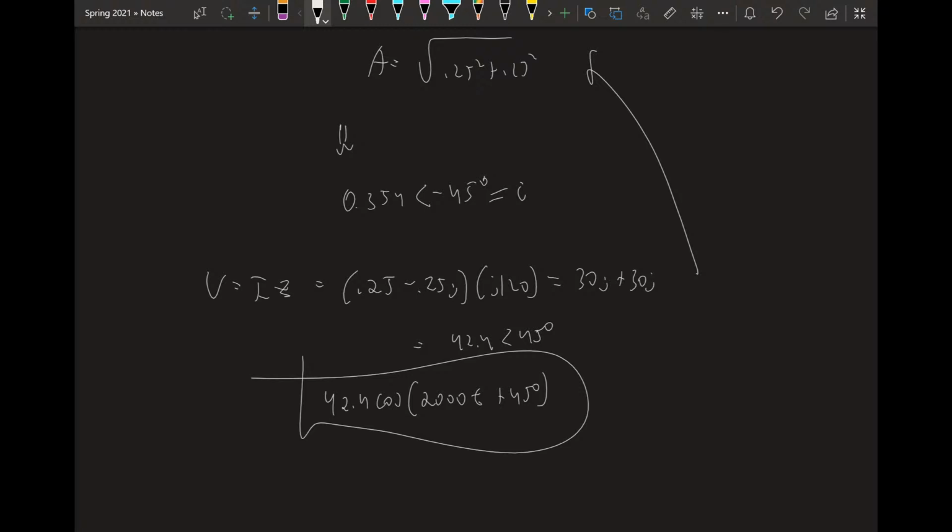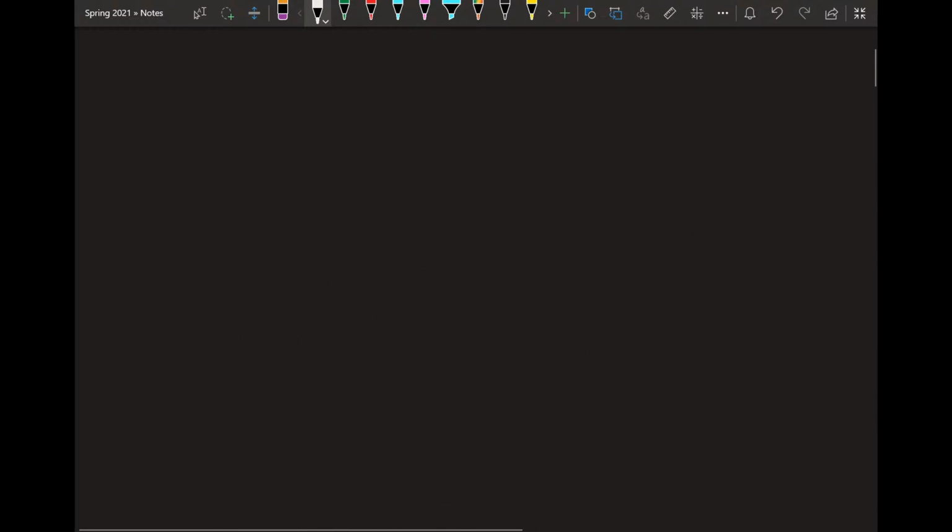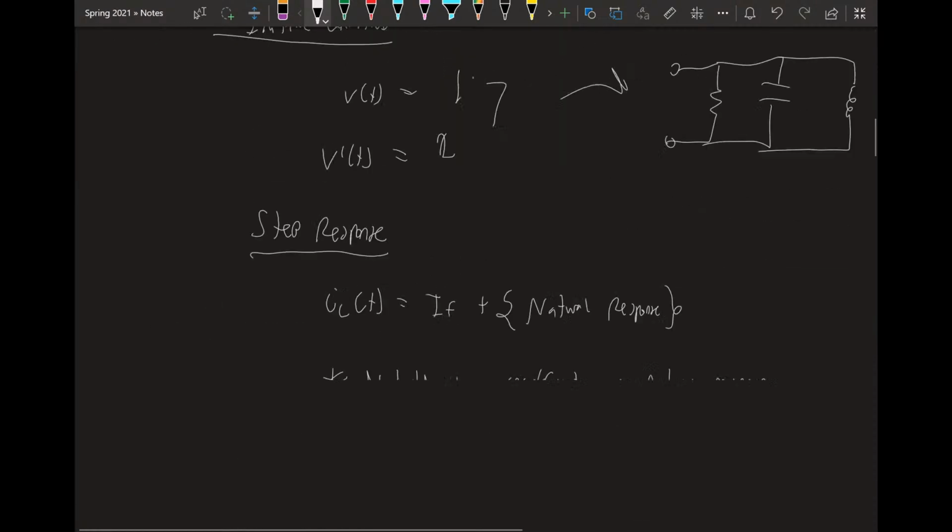Okay, that was one example, but there are a number of problems that can be solved using sinusoidal steady-state analysis. So let's move on to the next topic, which is Laplace analysis.